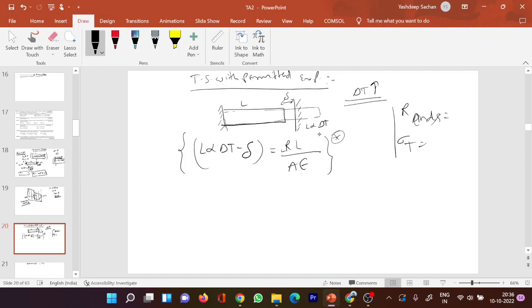Yes, sir. That we have to check first, because of how much delta T we have increased. That's why I said first draw this case. If directly you start with L alpha delta T minus delta equals RL by AE to find R, this may not work. You first have to see whether L alpha delta T is more than the delta or not. If not, then simply you can say thermal stress would be 0. Got it or not? Yes, sir. Got it, sir.